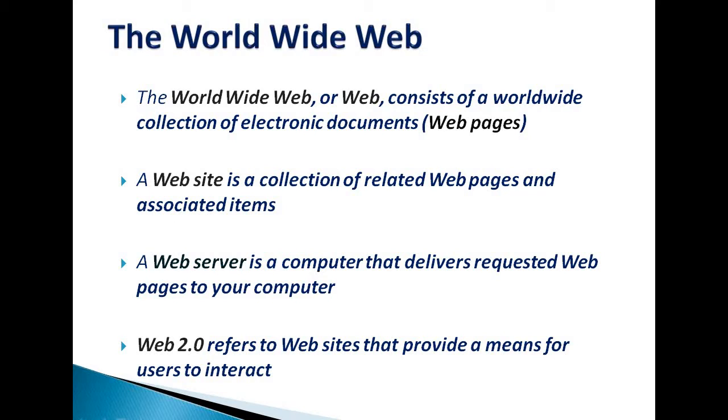So the web, or you can say W3, consists of a worldwide collection of electronic documents, that are web pages. A website is a collection of related web pages and associated items. A web server is a computer that delivers requested web pages to your computer. Web 2.0 refers to websites that provide a means for users to interact.